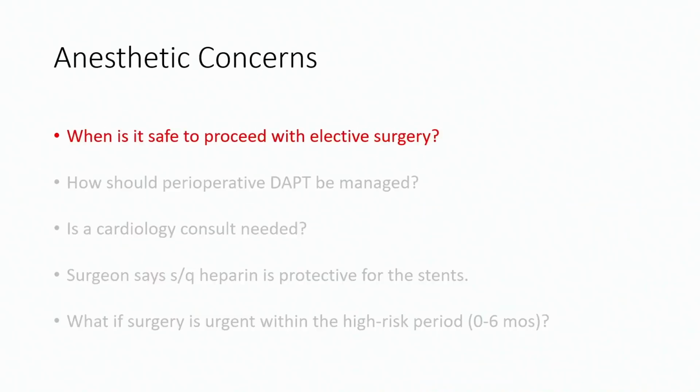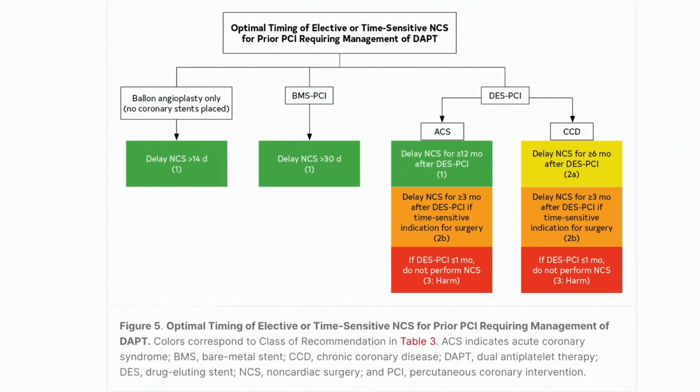So with that in mind, let's talk about when is it safe to proceed with elective procedure. This, although it is a semi-elective procedure, we can go over the guidelines to figure out what they say. So as far as the 2024 update, the guidelines say that in patients that have only had a balloon angioplasty, it's okay to proceed with surgery at 2 weeks. Patients that have had a bare metal stent, they recommend waiting 30 days, which is the highest risk period we talked about for both bare metal and drug-eluting stents.